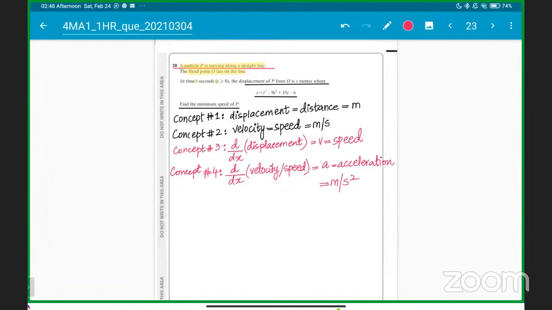I'll repeat it. If you have been given displacement in the question, you will differentiate it to get the velocity, speed. Once you have differentiated that, if you differentiate it again, you will get acceleration. Okay, understood?